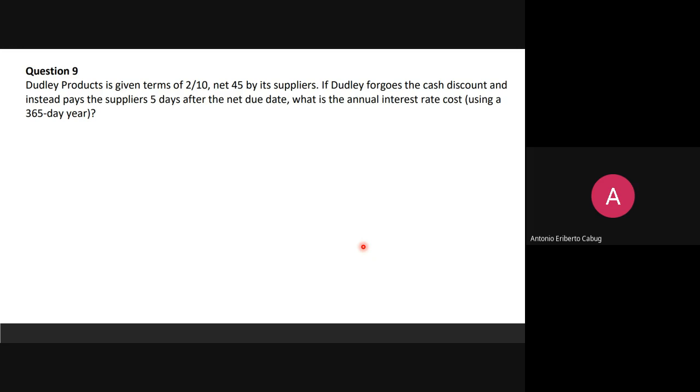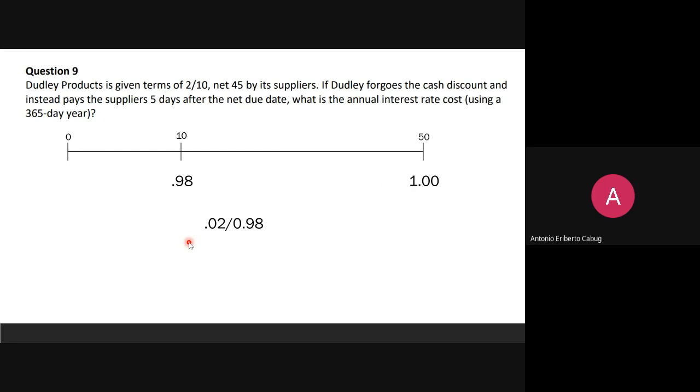Okay, indeed. That's very good. So what we will do here is a timeline. Here is day 0 to day 10. Discounted by 2%. So we only have to pay 98% of the amount stated. Now, kung di niya babayaran, babayaran niya ng day 50. That's 5 days after 45. Bina-violate niya yung policy ng ating lender, ng ating supplier. However, yun yung sinabi ng problem, no? Nagbabayad siya ng 5 days late. Kung saan magbabayad siya ng buo.